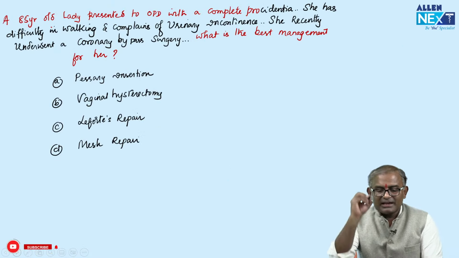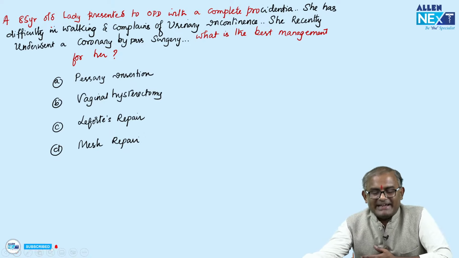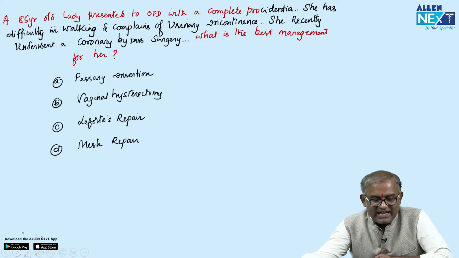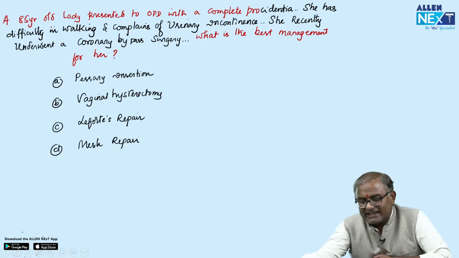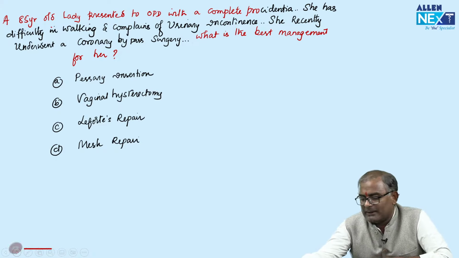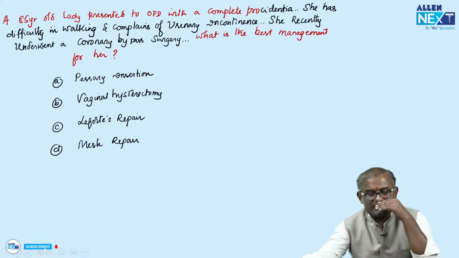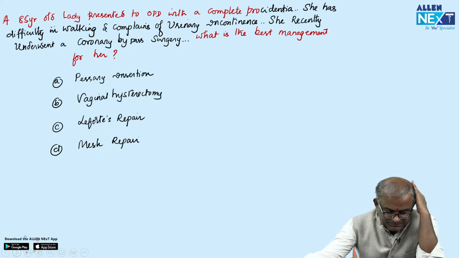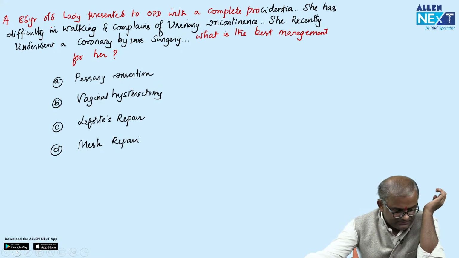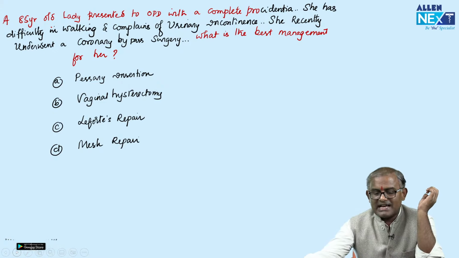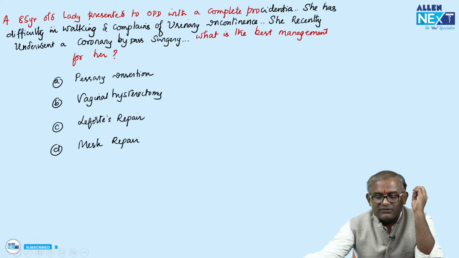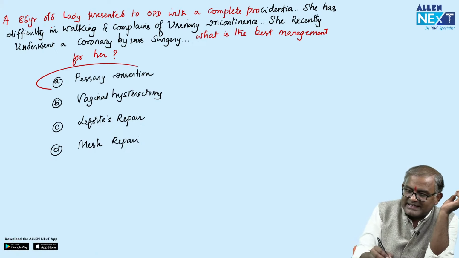Yes. Now, an 85-year-old lady presented to OPD with a complete procidentia. She has difficulty in walking and complaints of urinary incontinence. She recently underwent coronary bypass surgery. What is the best management for her? What is the answer for this question, dear doctors? Waiting for your answers. An 85-year-old lady presented to OPD with a complete procidentia. She underwent coronary bypass. Definitely it is pessary insertion.